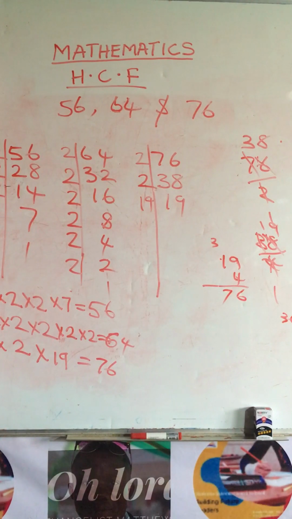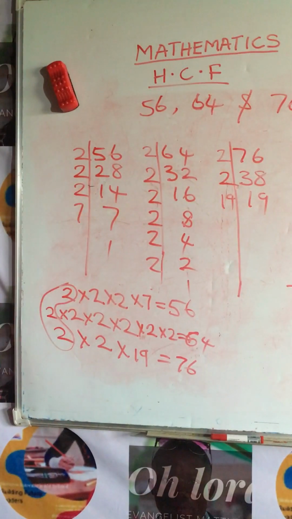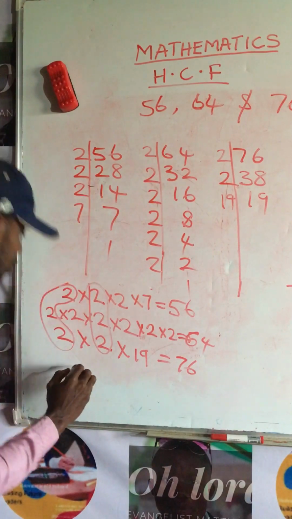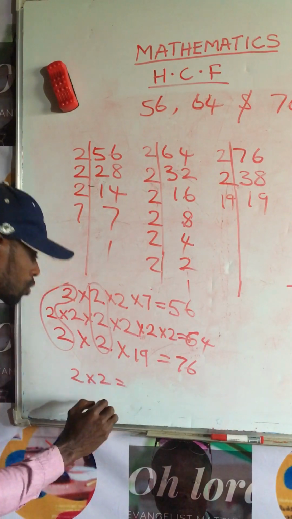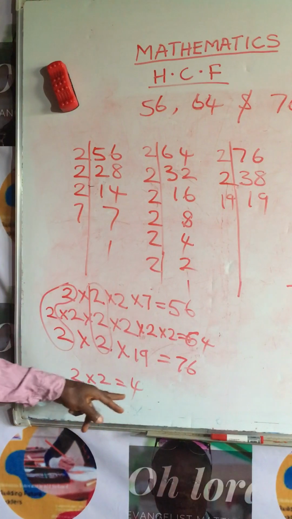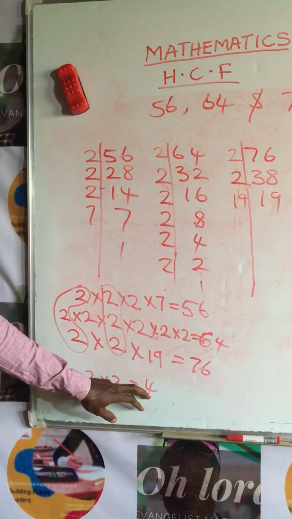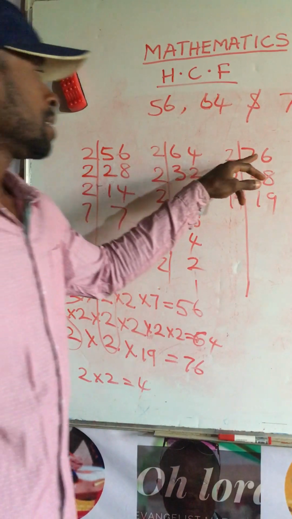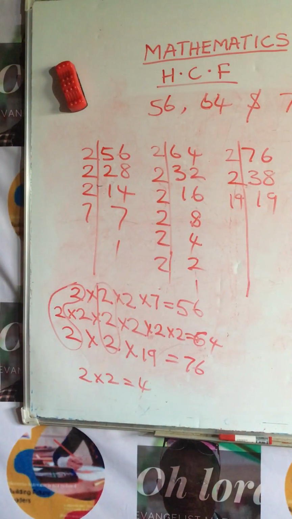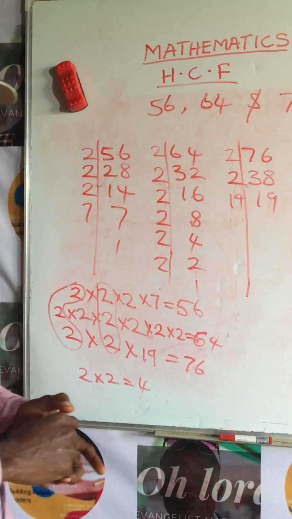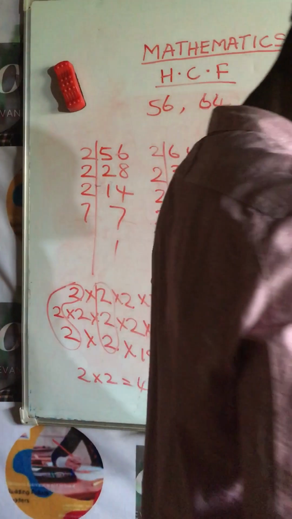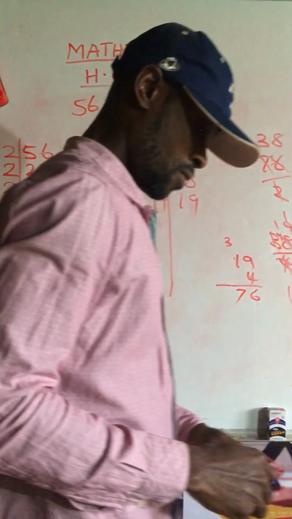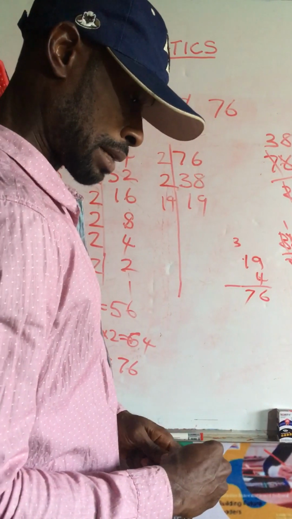So now, we have 2, and we have 2, and that is all. So 2 times 2 is equal to 4. So that means 4 is the highest common factor of 56, 64, and 76. Do you understand that? We have one more problem before we go into the next class.